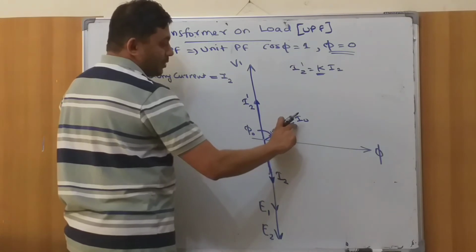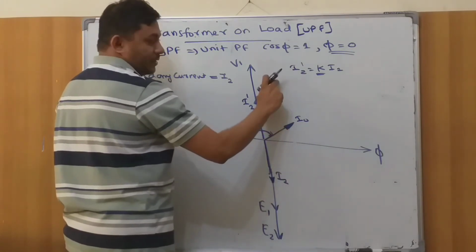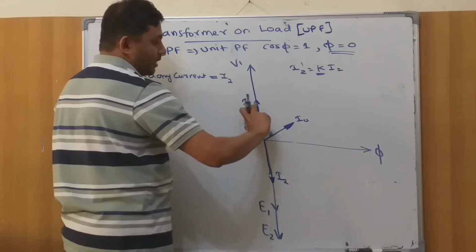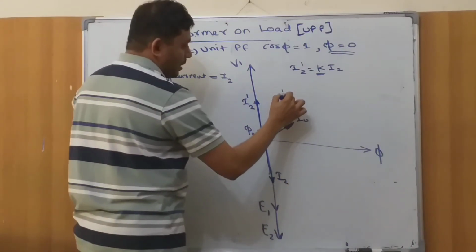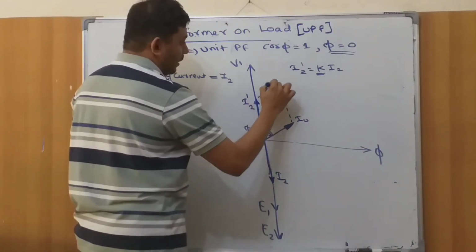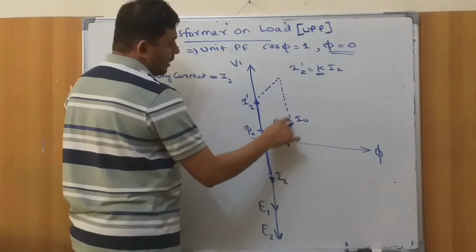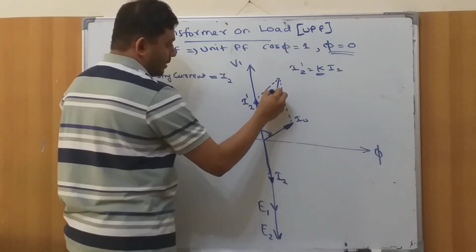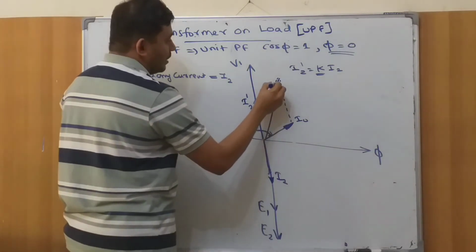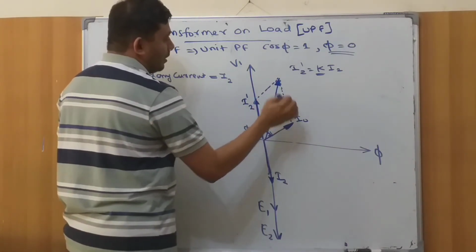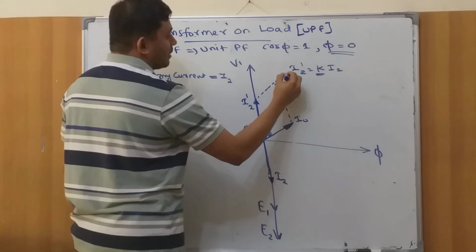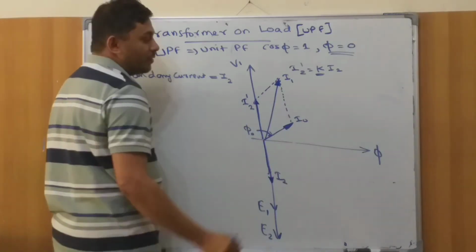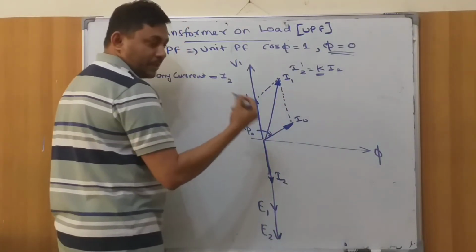So I'm going to take I0 and add it here. I'm going to take I2 dash and add it here. So I'm going to draw a line here, and a line here. This line is I0, this line is I2 dash. Then I'll get something like this. So this is nothing but the vector sum of what and what? I0 and I2 dash. This is called I1. This I1 is the effective primary current.